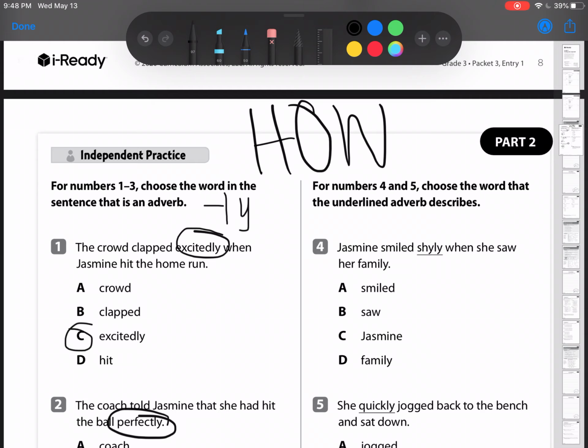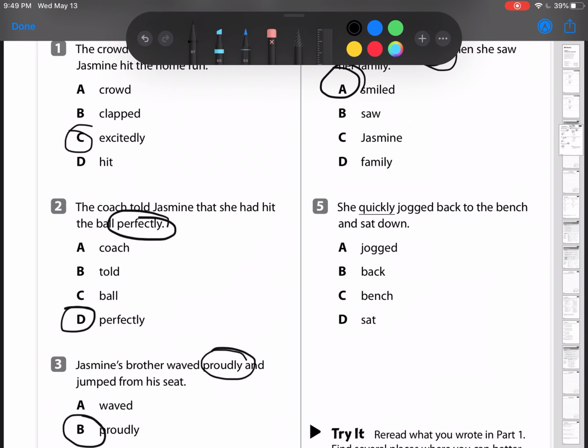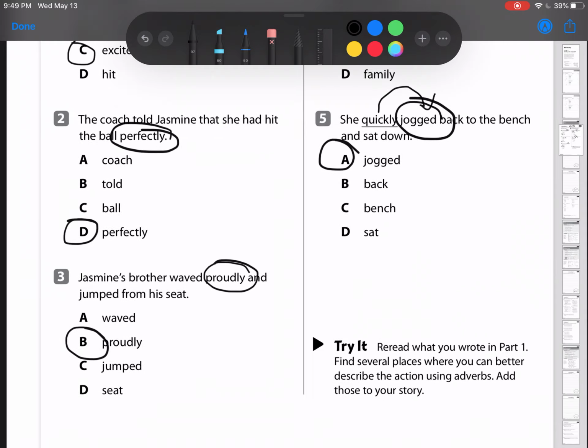Okay. So I would keep doing the same thing, but let me read the instructions because this looks a little different. For numbers 4 and 5, choose the word that the underlined adverb describes. Okay, so here. She smiled shyly when she saw her family. What is she doing shyly? She is smiling. She quickly jogged back and forth to the bench and sat down. So what did she do quickly? She jogged, and that is our verb.